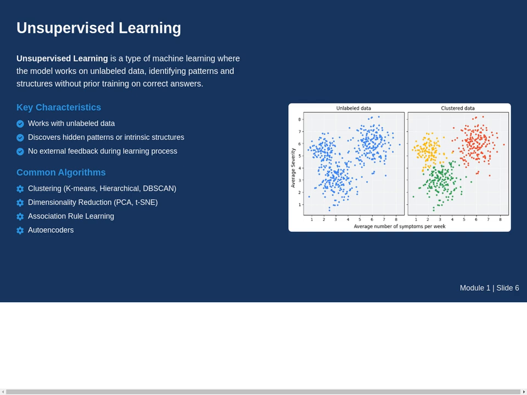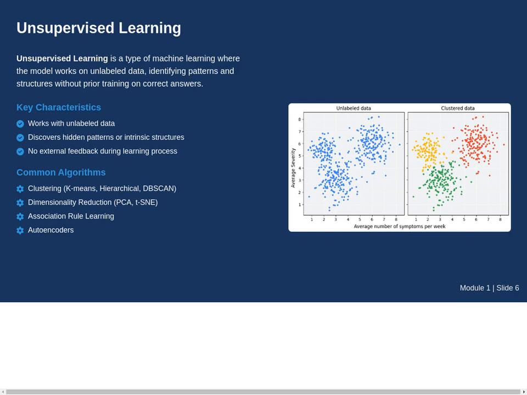Key characteristics of unsupervised learning include: it works with unlabeled data where no target output is provided. The goal is to discover hidden patterns or intrinsic structures in the data. There is no external feedback during the learning process, making evaluation more challenging.